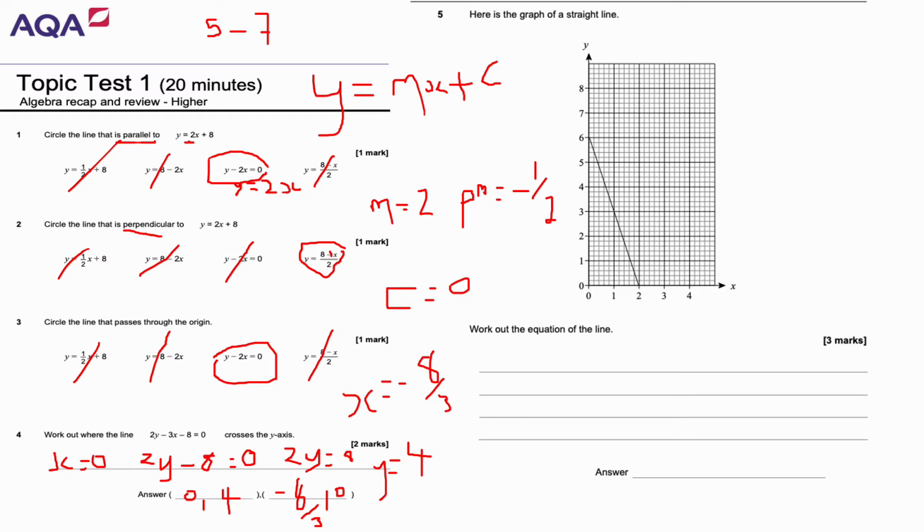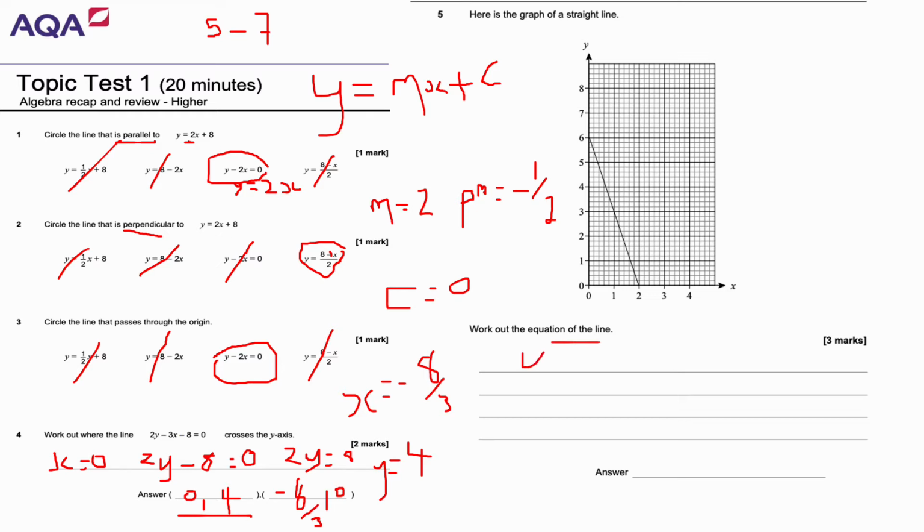For that question, the x-axis is setting y equal to 0, but to answer the question, it crosses the y-axis at 0, 4. This is question number 5, guys. Here is the graph of a straight line. Work out the equation of the line.